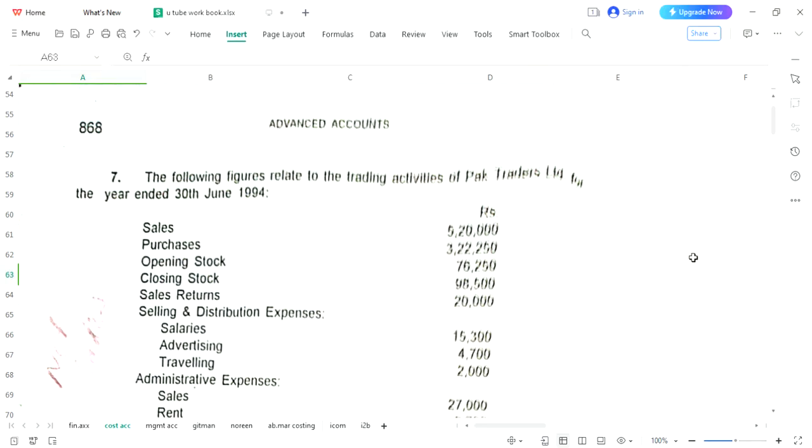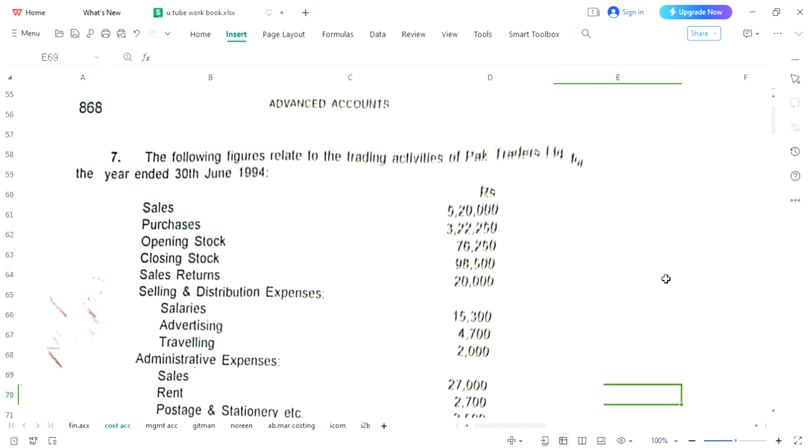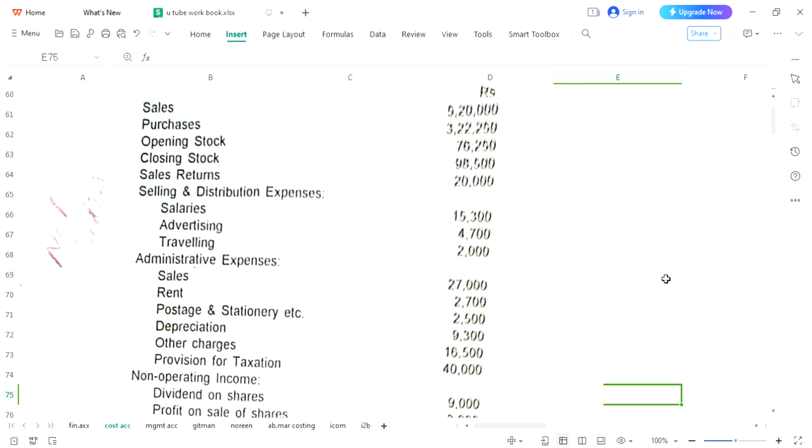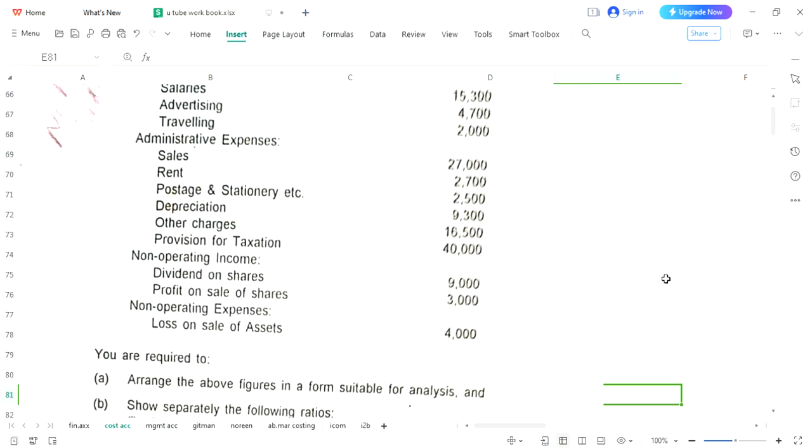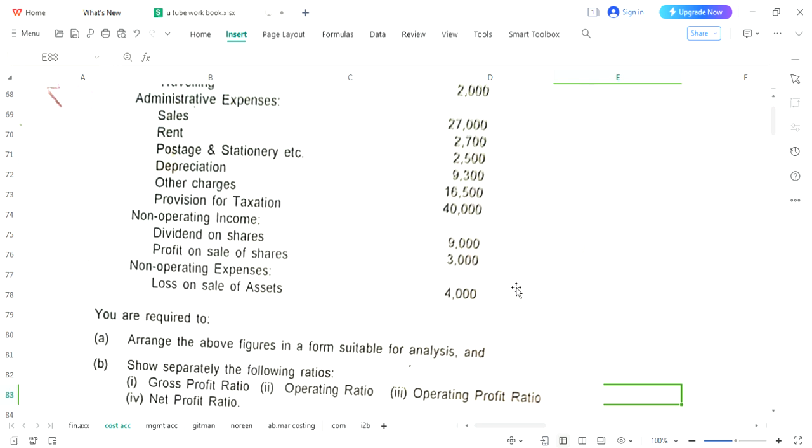Today's target is to solve question number 7. The chapter we are dealing with is accounting ratios, and you can see that in this question we have our income statement, and all of the formulas related to the income statement are our requirement. The balance sheet is not given. In other words, no ratio related to balance sheet items is required.